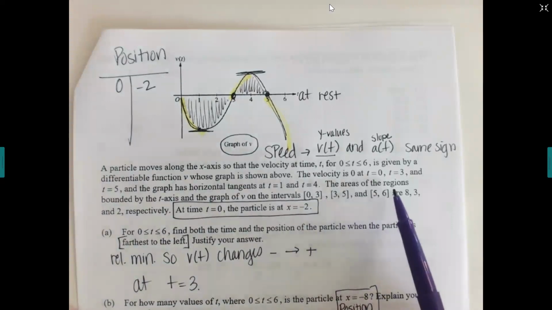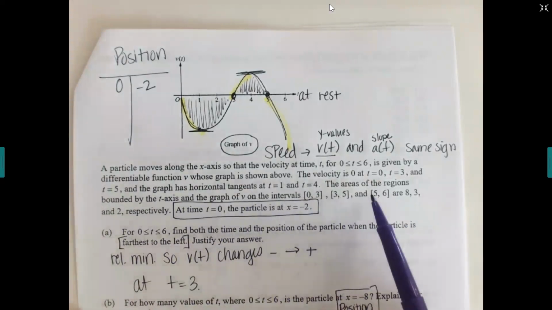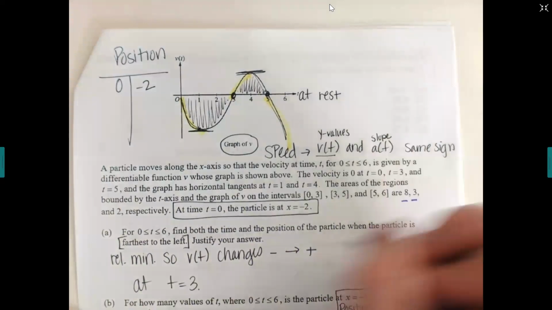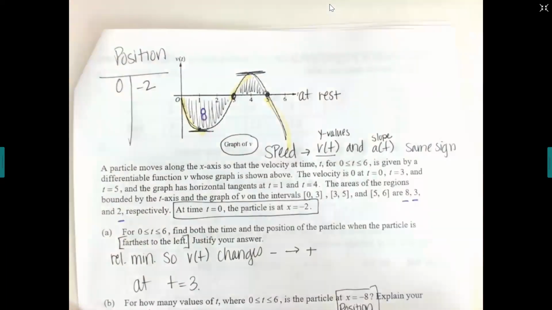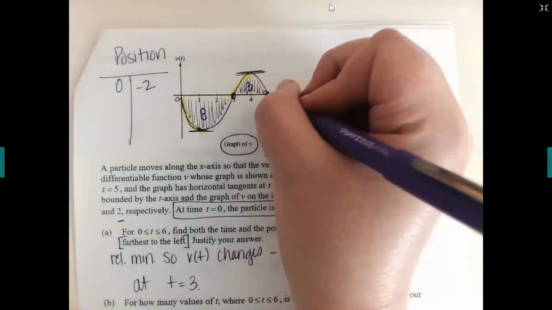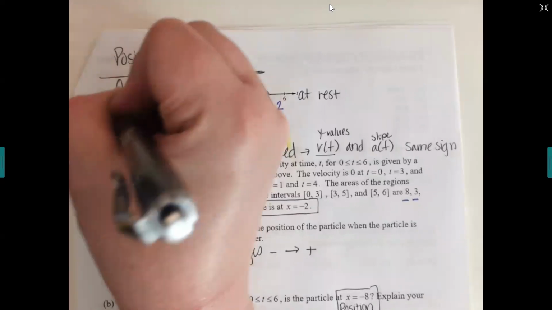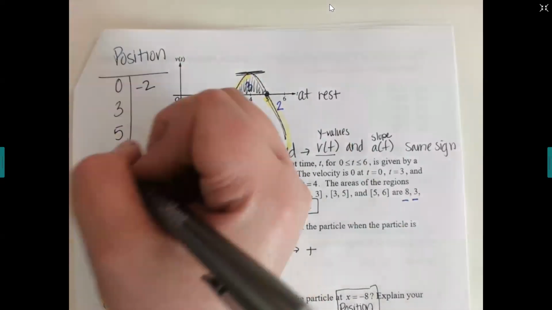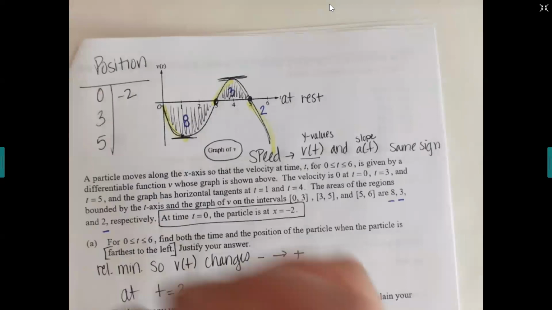The areas of the regions bounded by the time axis and velocity on 0 to 3, 3 to 5, and 5 to 6 are 8, 3, and 2, respectively. That means that this area is 8. The next area is 3. And then the last area here is 2. What goes in your chart are your endpoints and your critical numbers. What are my critical numbers that I already found earlier? 3 and 5. And then what's my endpoint? 0, 6. You can see it in the question right here, 0 to 6.